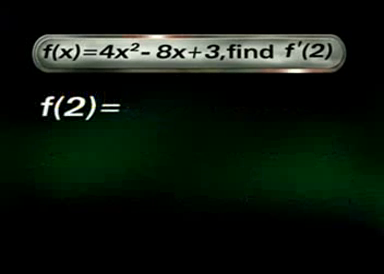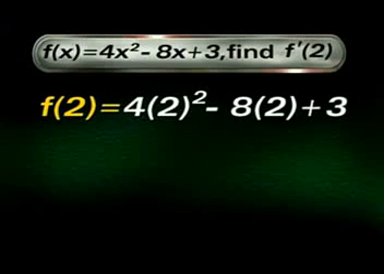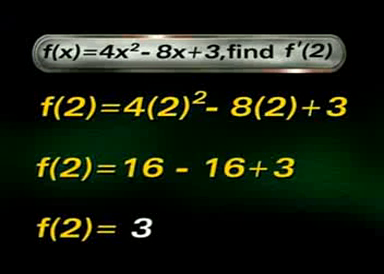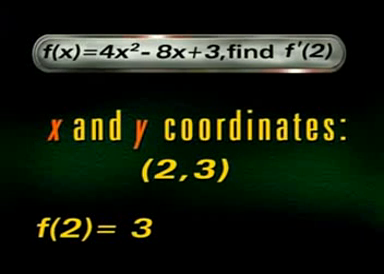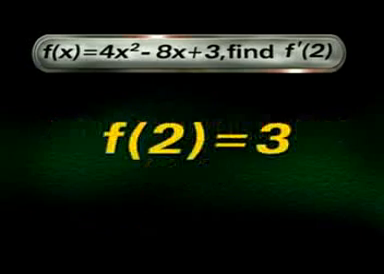So substituting 2 for x, you get 4 times 2 squared minus 8 times 2 plus 3, which equals 3. So we've got f of 2. It's 3. In other words, we just found that the x and y coordinates for this point are (2, 3). So f of 2 will get put into the derivative formula as 3.